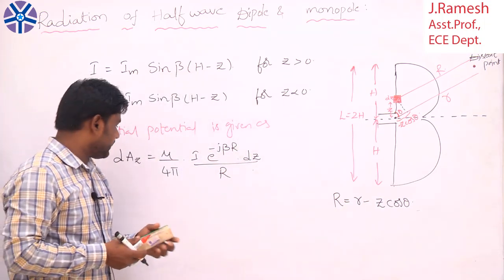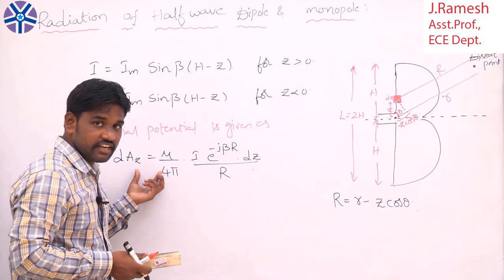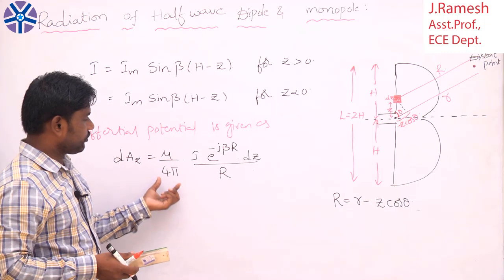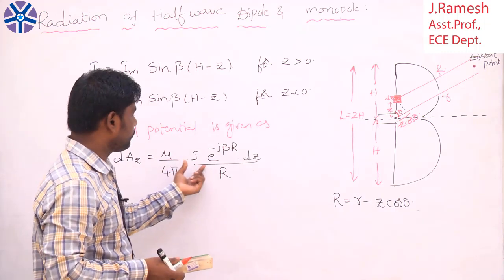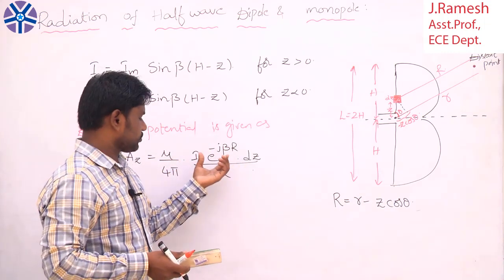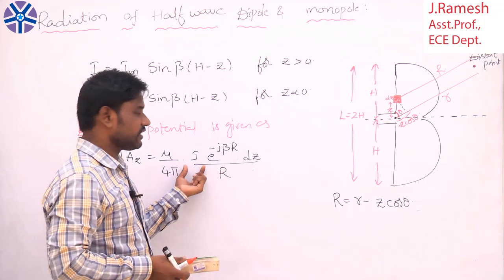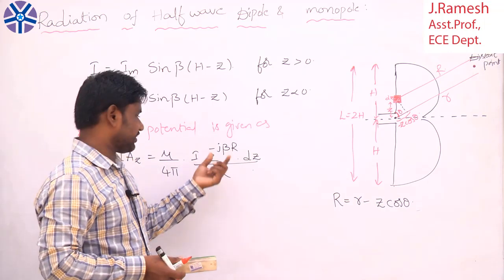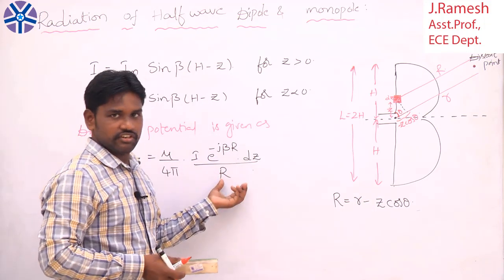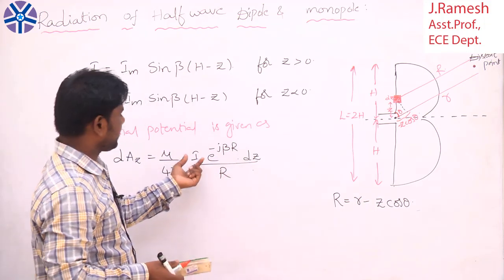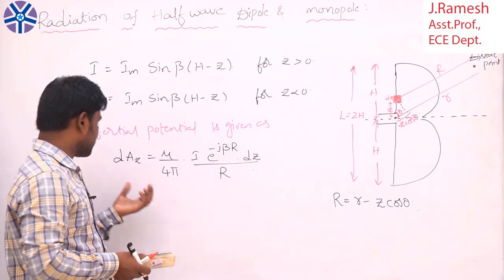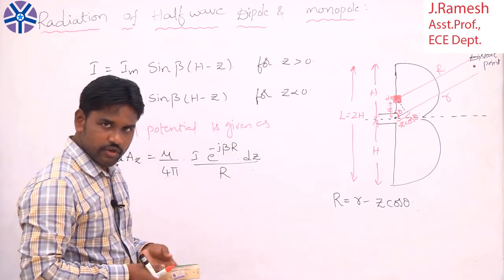If you observe clearly, here there is a differential vector potential, that is dAz equal to mu by 4 pi I into e to the power of minus j beta r dz by R. In the previous case, I simply took the notation e to the power of j omega into (t minus r by c). That is a direct notation, otherwise you can take it in terms of exponential also. Both are the same. So this is the expression for our differential potential.